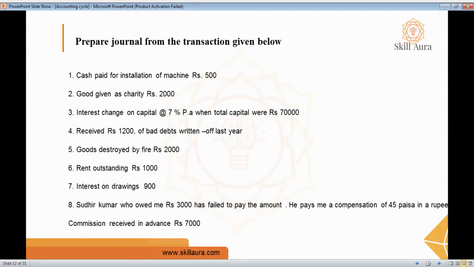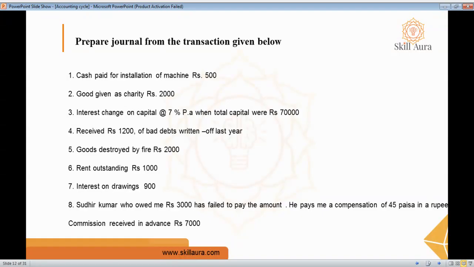The next transaction is goods given as charity, 200. Here it is related to charity, so it will be an expenses account transaction. We debit the charity expenses account to record the value of the goods given as charity, and we credit the inventory account to reflect the decrease in inventory due to the goods being donated. So in the debit column 200 rupees will be added, and in the credit column 200 rupees will be credited.